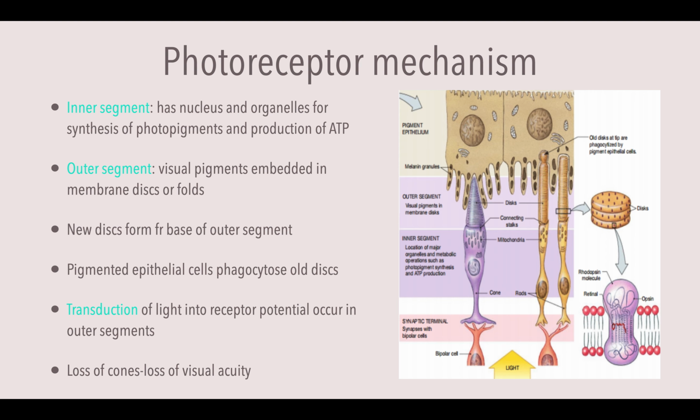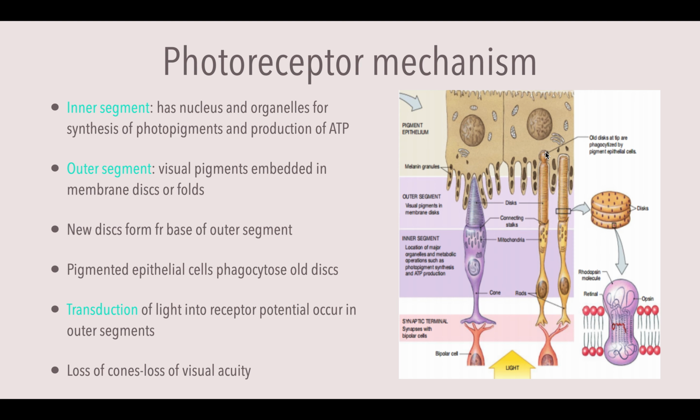So the inner segment, the cells are going to have the nucleus and the organelles for the synthesis of the photopigments and the production of ATP. The outer segment is going to be the visual pigments embedded in all these folds and discs, and these discs are going to be made from the base of the outer segments. And the old discs at the tips are going to be phagocytosed by the pigment epithelial cells.